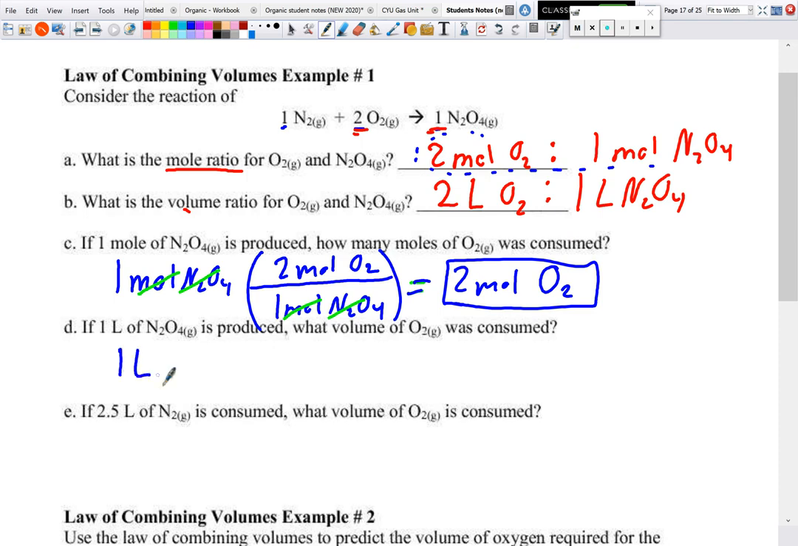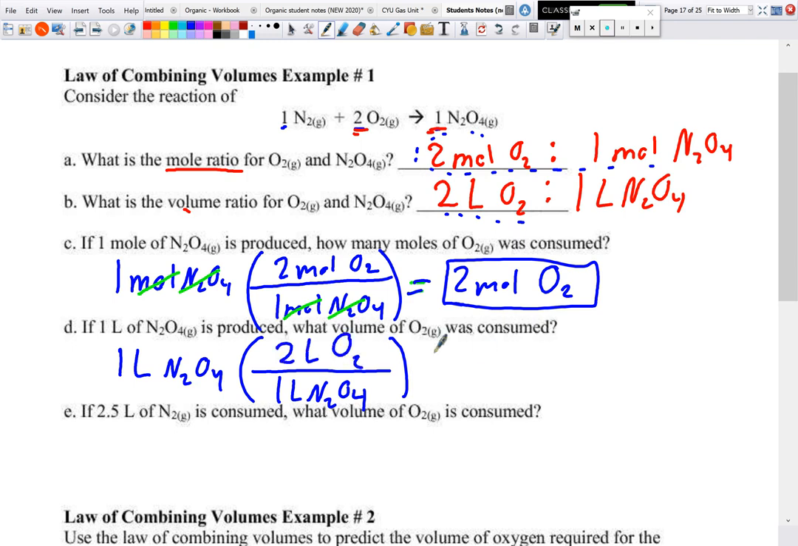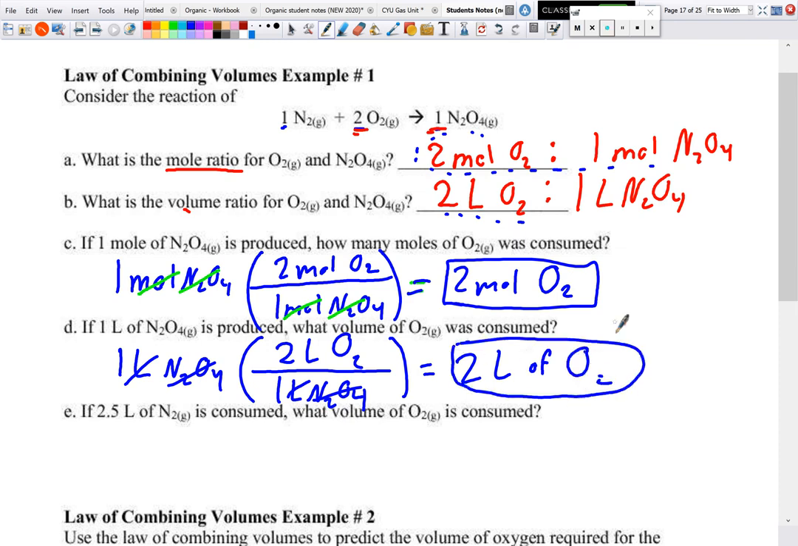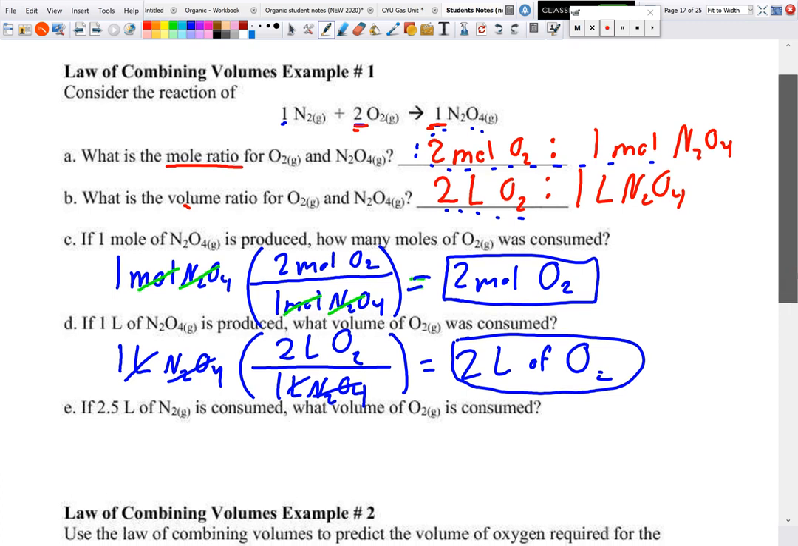Right? So if 1 liter of N2O4 is produced, how many moles of oxygen was consumed? So same thing, we're going to use our liter ratio down here. We want to cancel out N2O4, so that goes on the denominator of our fraction or our conversion factor, and the unit that we want stays up on top. We'll notice that liters cancel out, N2O4 cancel out. What we're left with is 2 liters of O2, and that is our answer. Now, of course, these are just using the ratios that we have right there.